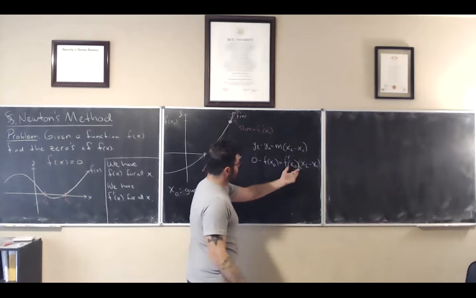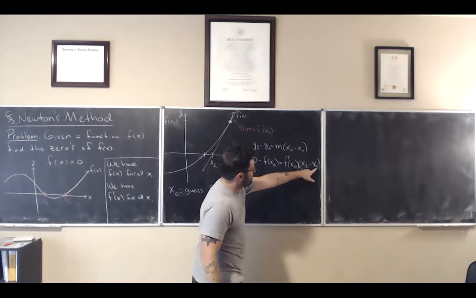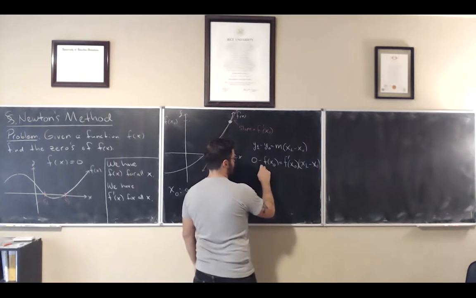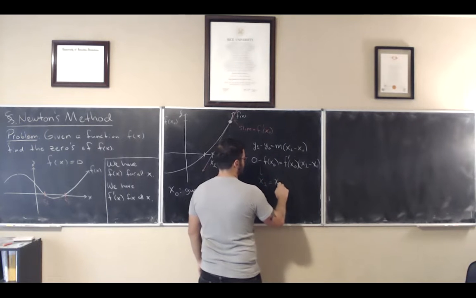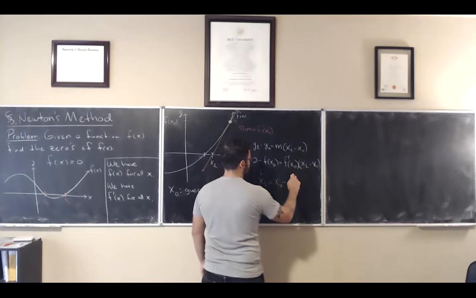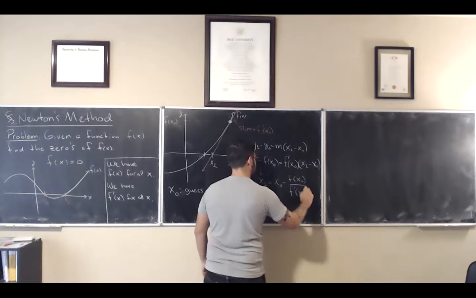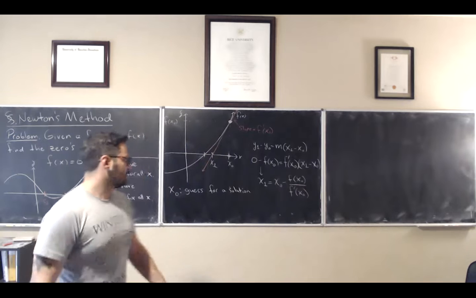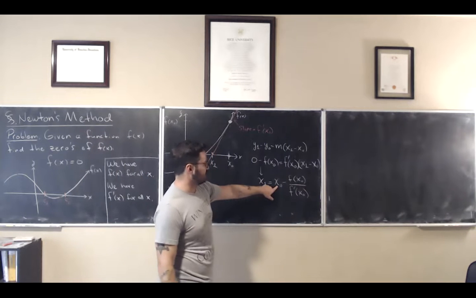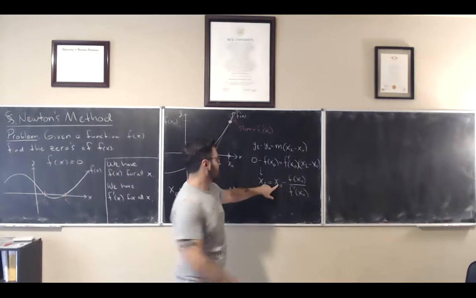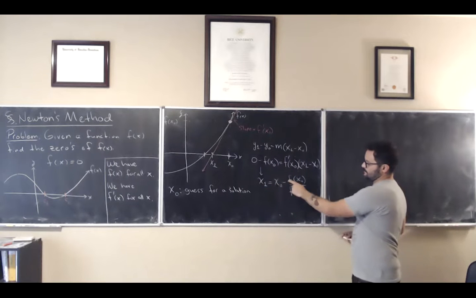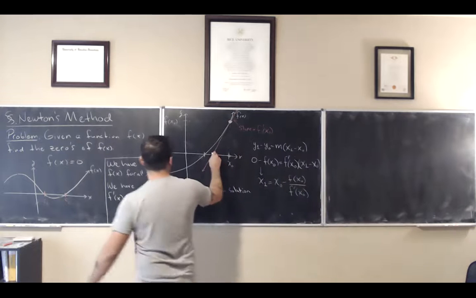So if you divide both sides by the derivative, and then you add x naught to both sides, you get that x1 is equal to x naught minus f of x naught over f prime of x naught. So we didn't know that, but we picked a number to put in there. Once we pick that, then we can subtract off f at that number divided by the derivative at that number, and we get our new x1.